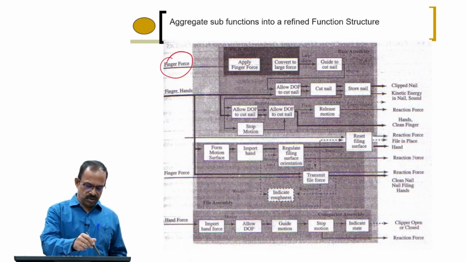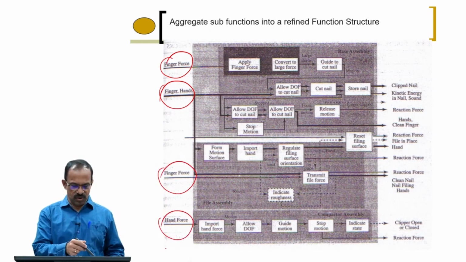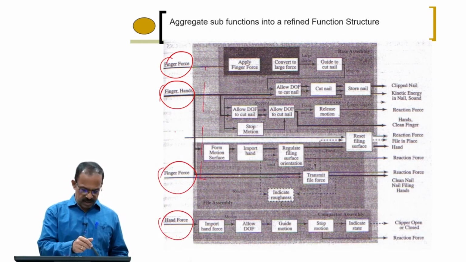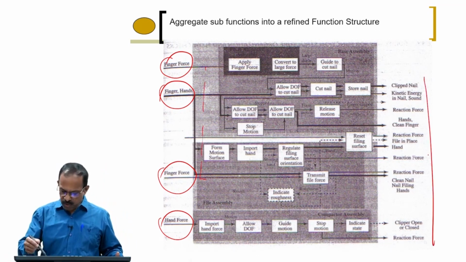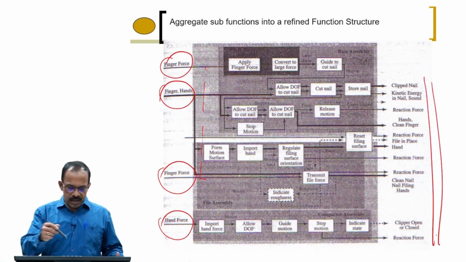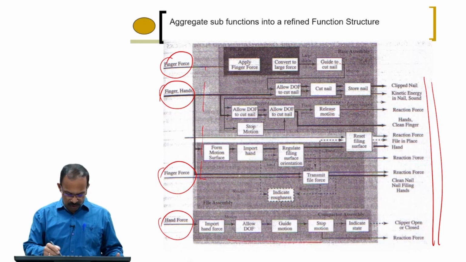So, if you aggregate all these sub functions into a refined structure, it will be like this. So, you have the finger force, finger hands. Finger force is given separately for convenience only, otherwise you can take it as a branch from here. And these are the outputs that you are getting: kinetic energy, sound, etc. And we have apply finger force, convert to large force, guide to cut nail, allow degree of freedom, cut nail, allow degree of freedom, release motion, then form motion surface, then filing surface, etc.